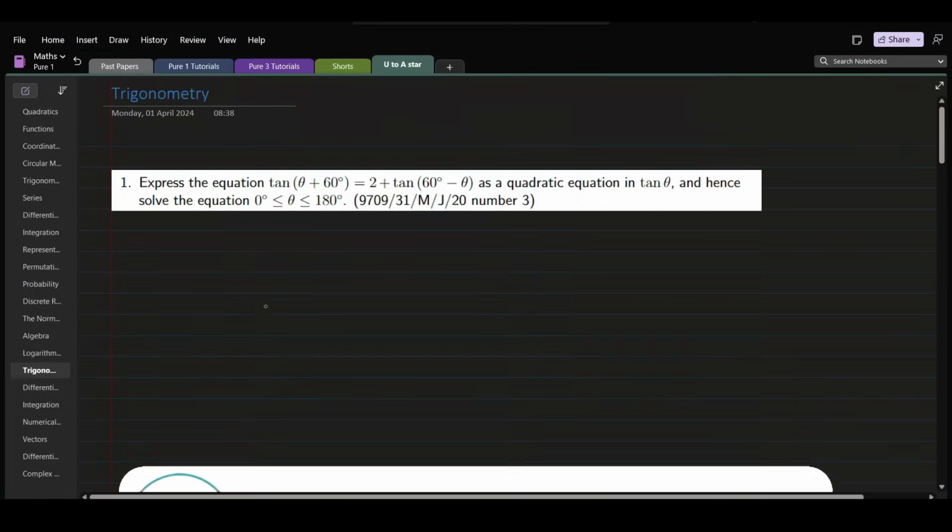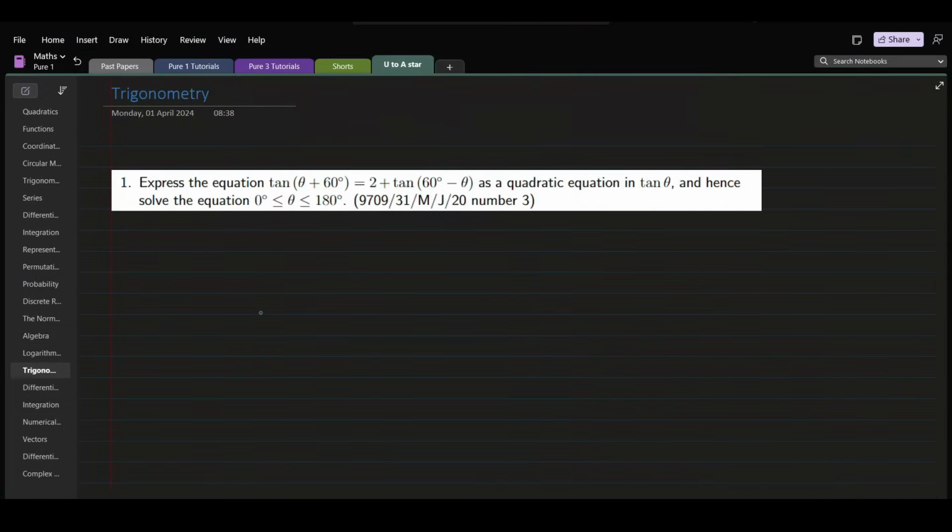Welcome to the trig section of this Pure 3 crash course. Let's get straight into it. Express the equation tan(theta plus 60 degrees) is equal to 2 plus tan(60 degrees minus theta) as a quadratic equation in tan theta, and hence solve the equation for theta between 0 degrees and 180 degrees.